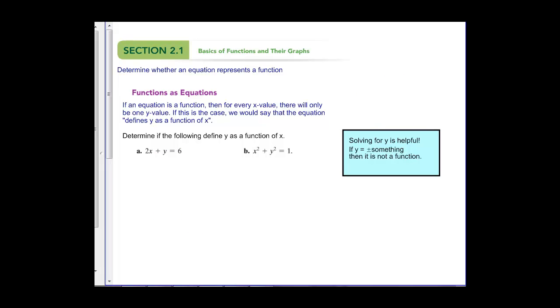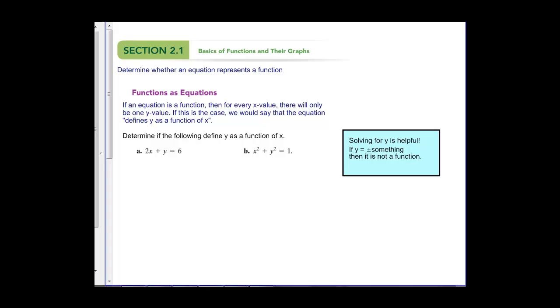All right, so let's talk about functions as equations. We might get an equation, and then we need to determine if it is a function. So basically, we need to determine if we can define y as a function of x. That's kind of how they'll phrase it. It's basically saying, is this a function? So we want to know that for every x we put in, we're only going to get one y value. It's the same idea as with the ordered pairs, that for every x, you're only going to get one y. But this time we're looking at it as an equation.